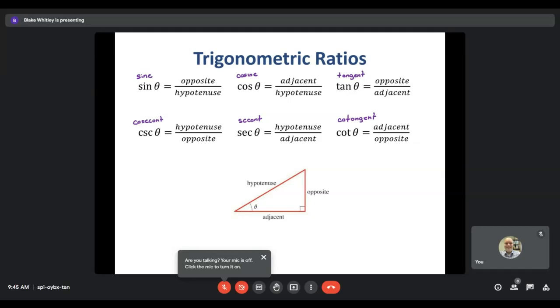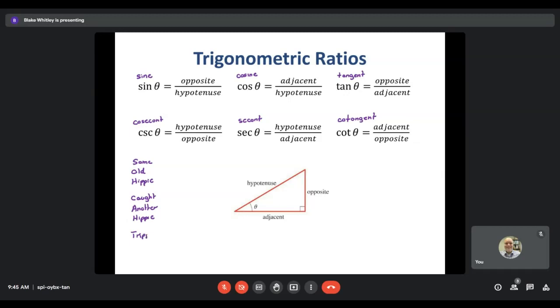Now, one way that I have learned to remember these is by a mnemonic. Some old hippie caught another hippie tripping on acid. Okay, so I know that's not really PC, but that's one way that I've remembered this for all these years. I learned it back in high school.